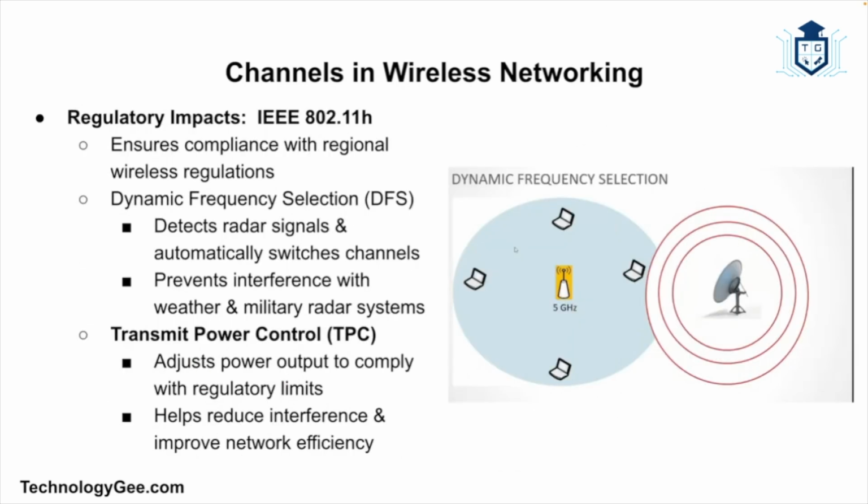All right, so let's talk about the regulatory impacts such as 802.11h. So the IEEE 802.11h standard addresses regulatory requirements, particularly for dynamic frequency selection and transmit power control. DFS allows devices to detect radar signals and switch channels automatically, preventing interference. And TPC regulates power output, ensuring compliance with regional restrictions.